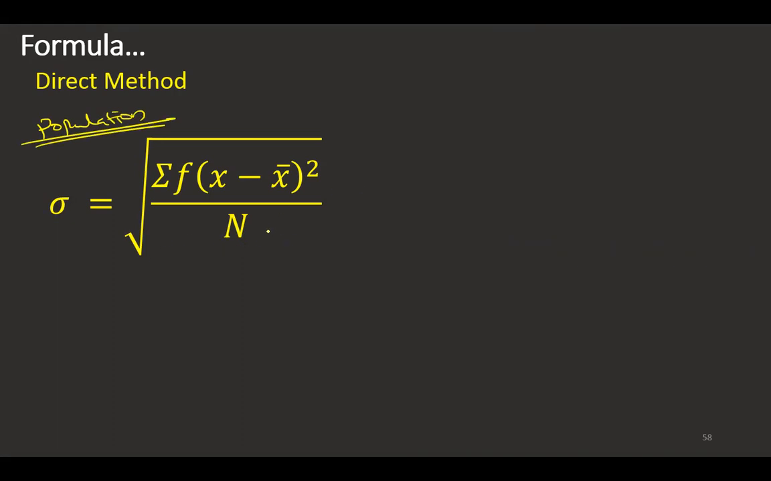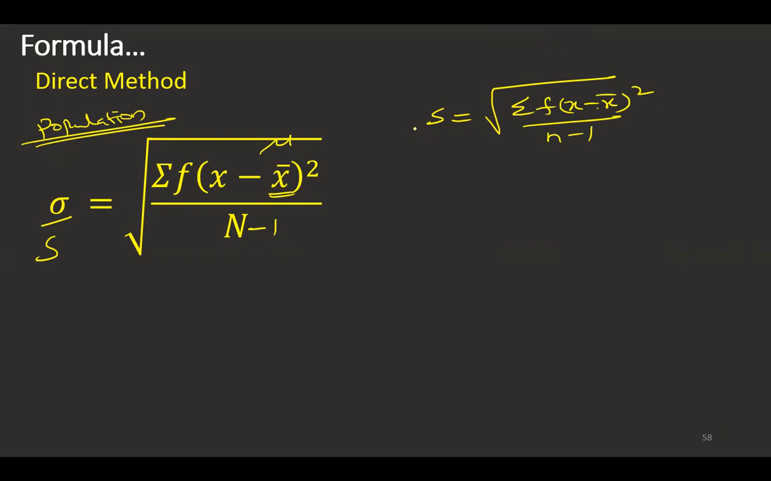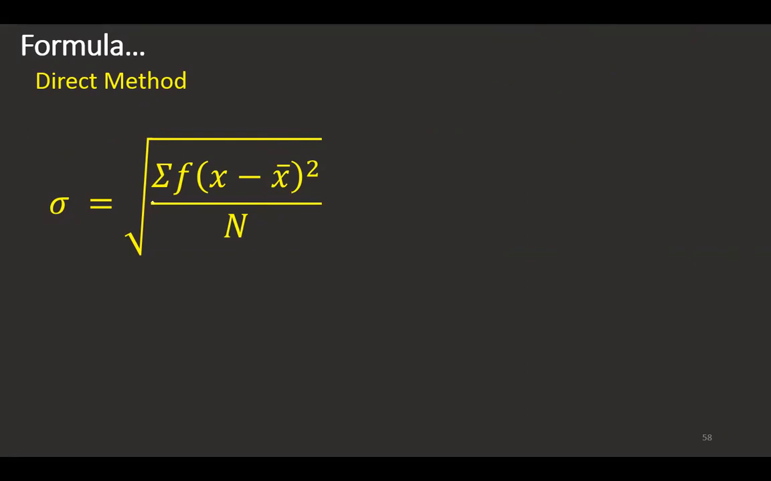If you want to do it for your sample, you just replace this with n-1 and replace mu with x bar. Most probably it is not necessary to replace the mean with mu; directly you can take x bar itself. When it is a sample, I change it to s. The formula will look like this: s is equal to root of sigma f into (x minus x bar) the whole square divided by n-1, for the sample. For clarity, I'm going to use the population here. So this is the direct method.